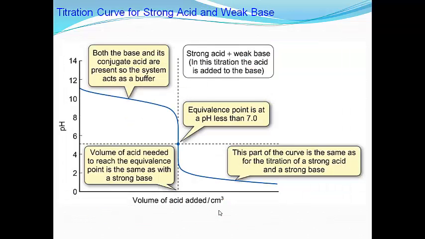Here is another example of a titration curve, of a strong acid and weak base. What I want you to do is to look at this titration curve, and in your textbook or other textbooks, read and understand why the shape of the curve is opposite to what we have seen for the weak acid, strong base, and strong acid, strong base reactions.